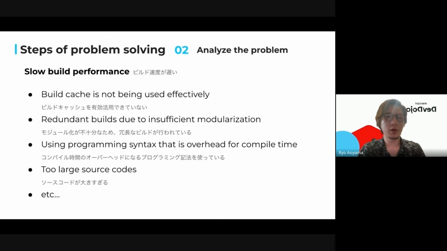So, in terms of the slow build performance or speed, the specific issues are that the build cache is not being used effectively, and that with insufficient modularization, redundancy in the build is occurring. Also, using program syntax that becomes an overhead for compile time can be an issue. And another issue would be that the source code is too large.